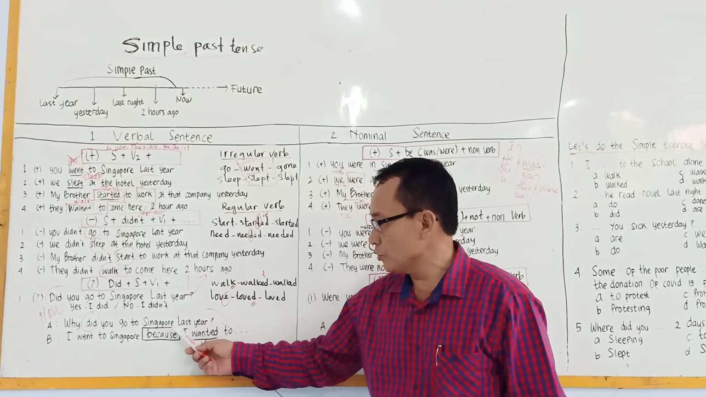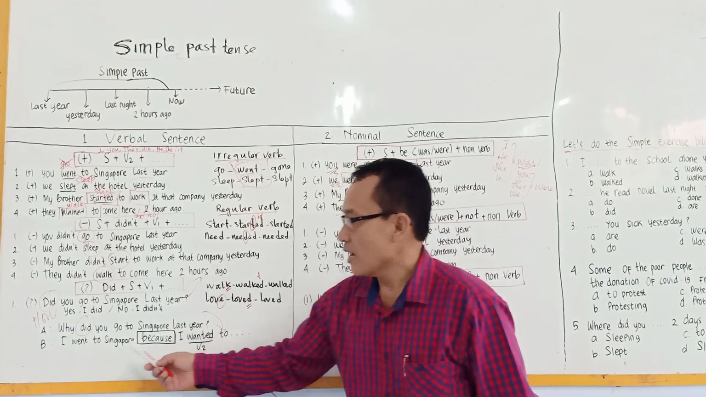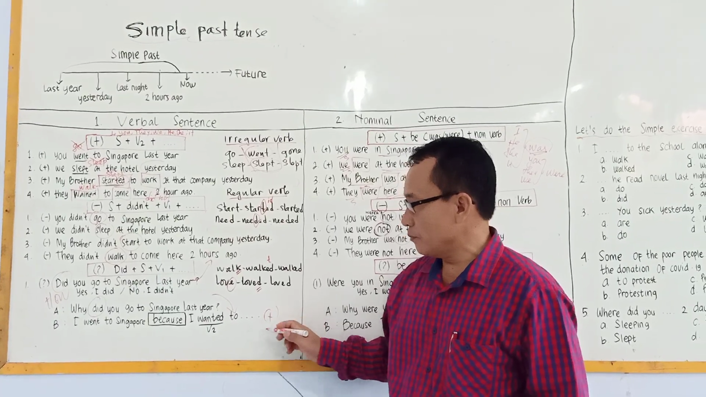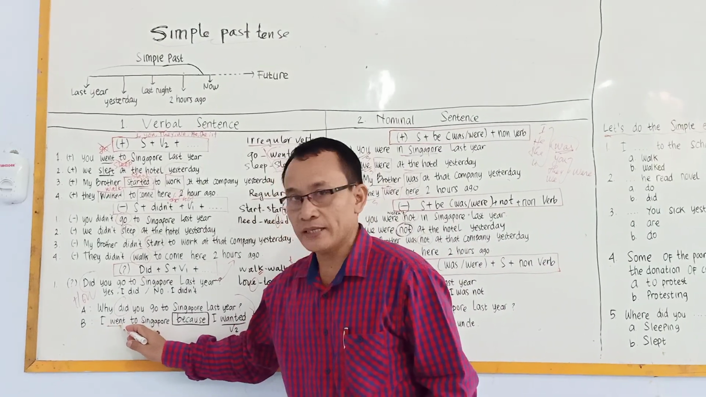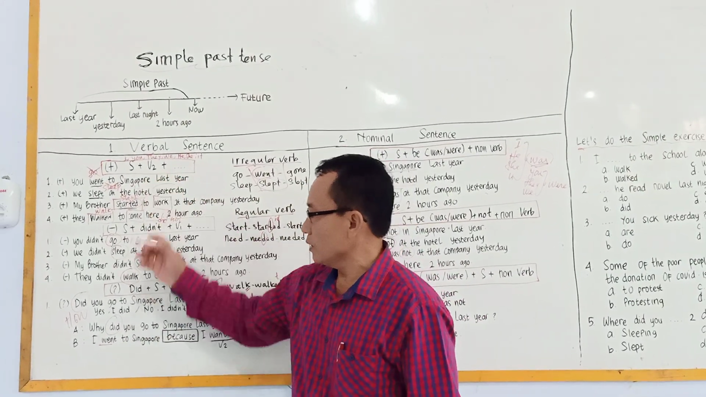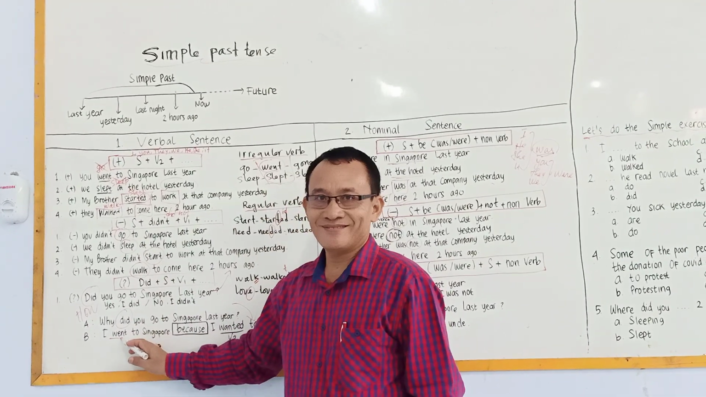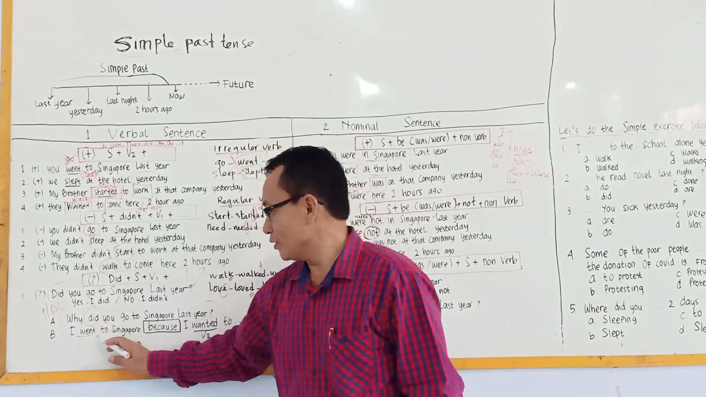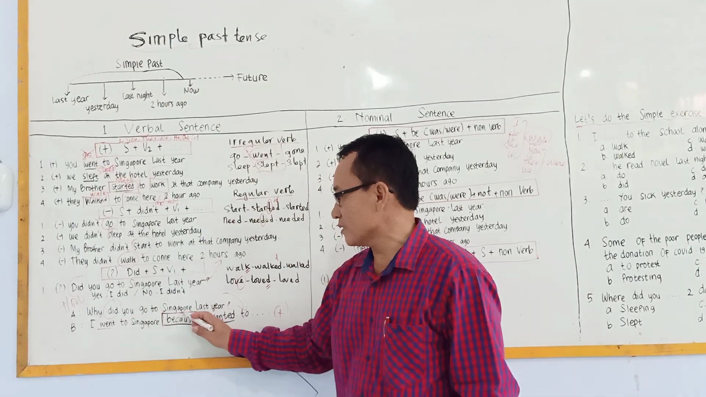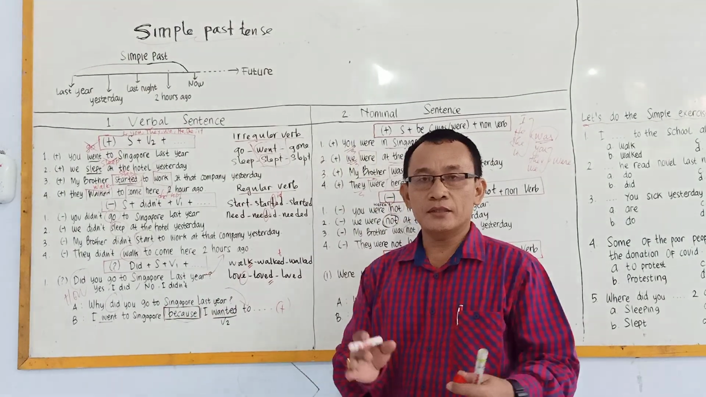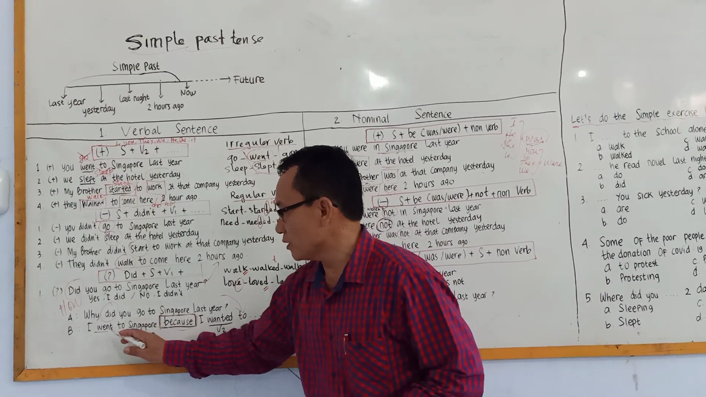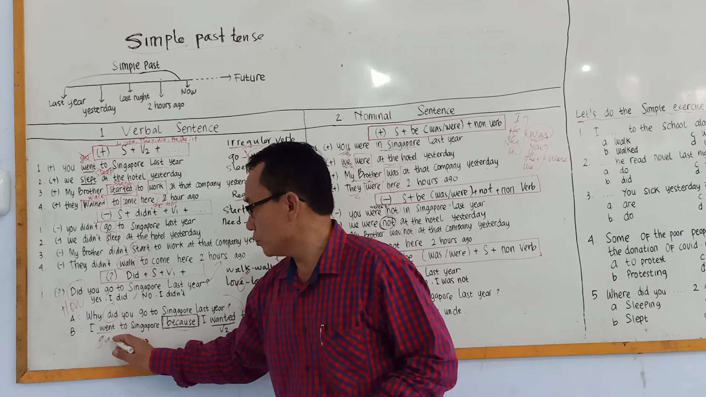Why did you go to Singapore last year? I went. Positive again. This is positive. So be careful. You must go back to the formula of positive. I went to Singapore. I went to Singapore because, this is a conjunction, to combine two sentences. I went to Singapore. So you can say I go to Singapore now.